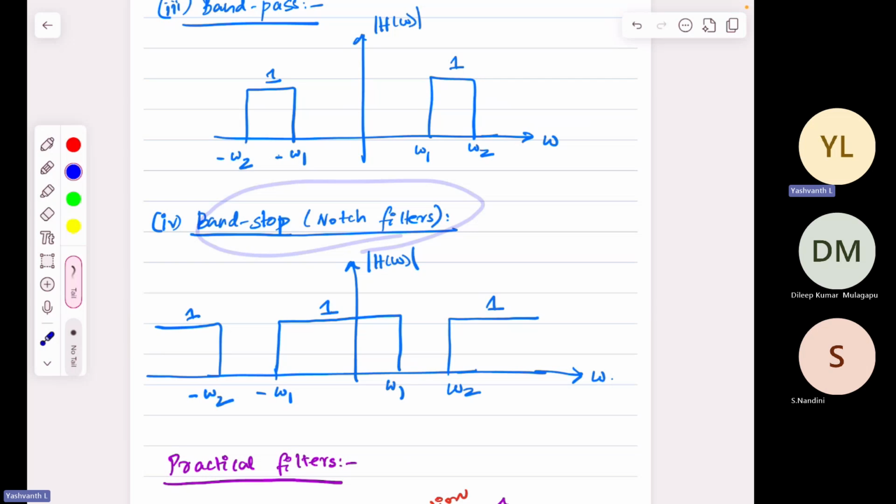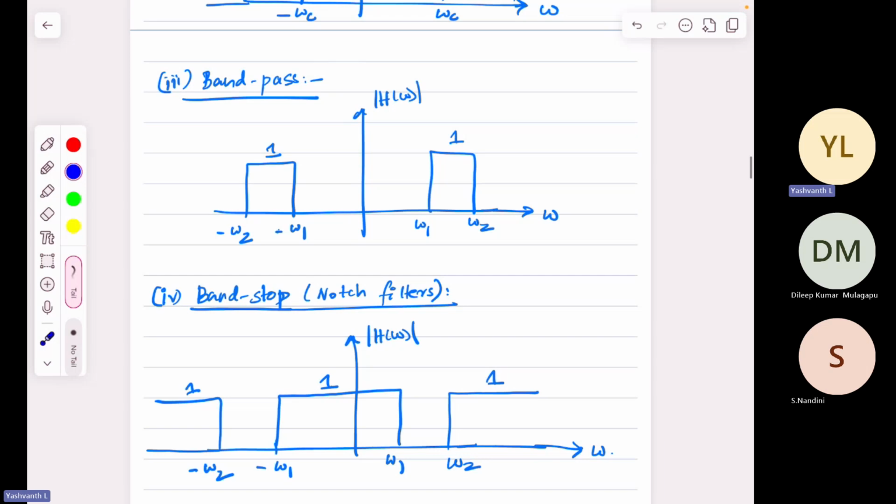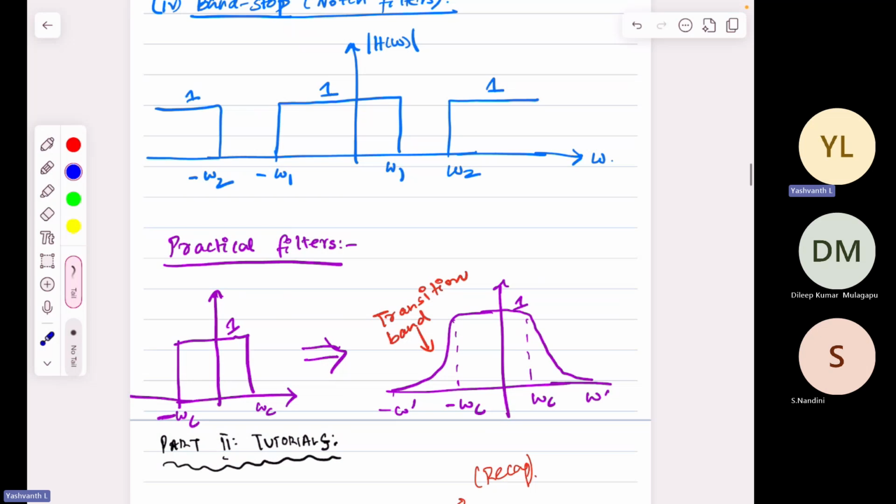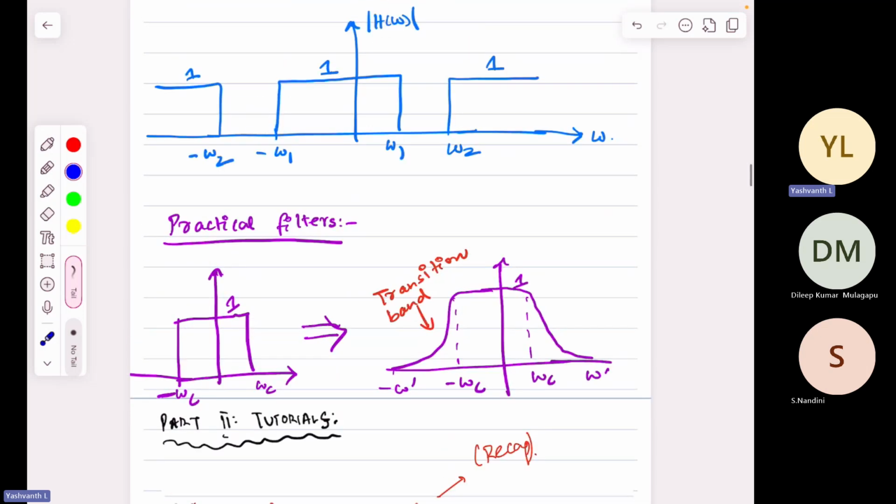You will design these filters. More sophisticated versions are there, like Butterworth and Chebyshev filters. All of them are dealt with in the DSP course, digital signal processing. Okay, and finally we'll end with a practical filter; you cannot realize it like this.